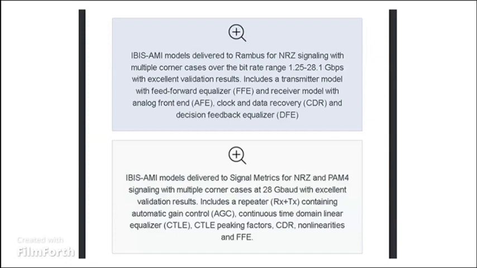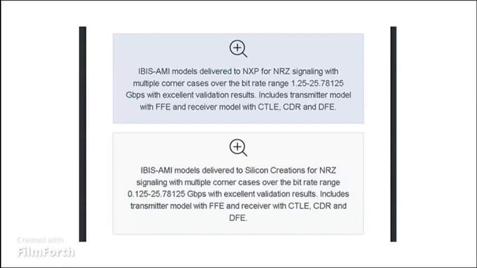IBIS-AMI models have been delivered to Signalmetrics for NRZ and PAM4 signaling with multiple corner cases at 28 gigabaud with excellent validation results. Includes repeaters with transmitter and receiver, containing automatic gain control, continuous time linear equalizer, CTLE peaking factors, CDR nonlinearities, and FFE. You get the picture.